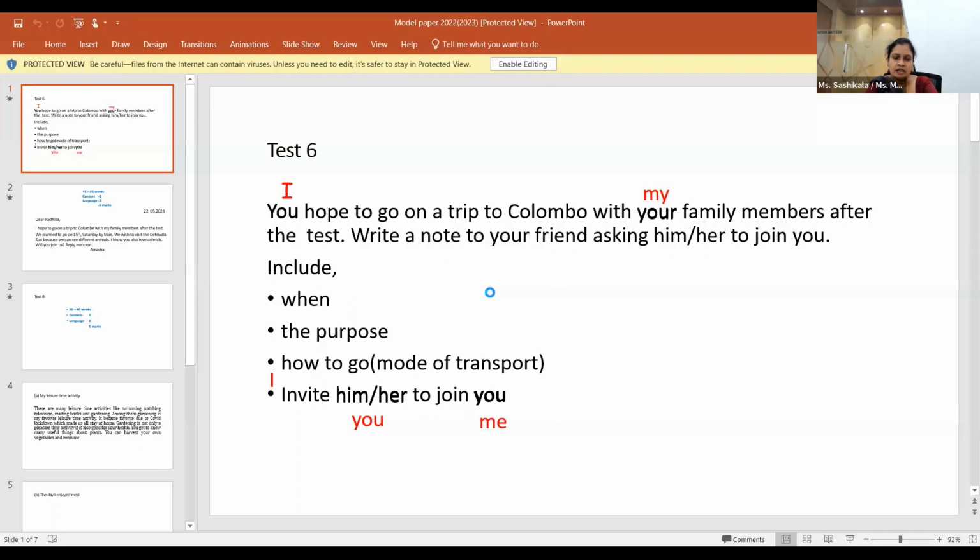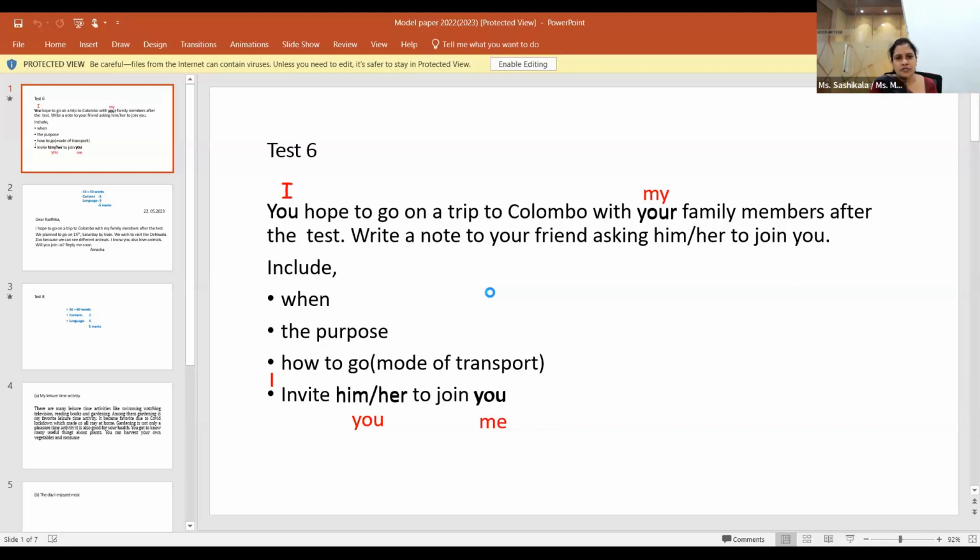It's a note. Now, when you are writing notes, I think you can remember the components that you have to include in the note. Right. So what are the important things here? Let's see. Now, you hope to go on a trip to Colombo with your family members after the test. I think you can write the same sentence, changing some of the words like you and your in your note, right? You, without writing you can write I. I hope to go on a trip to Colombo with whose family members? My family members after the test. So you can use this sentence in your note. I hope to go on the trip to Colombo with my family members after the test.